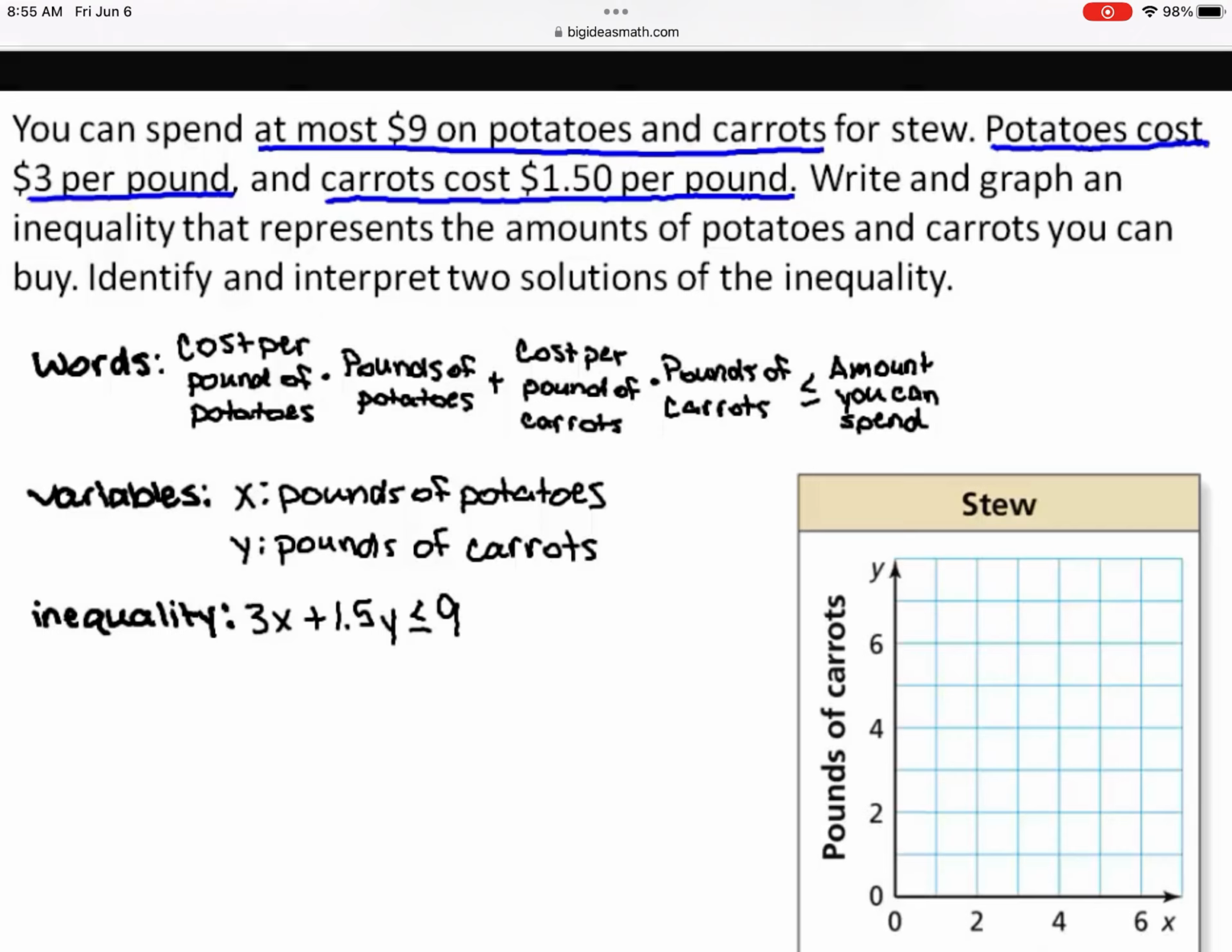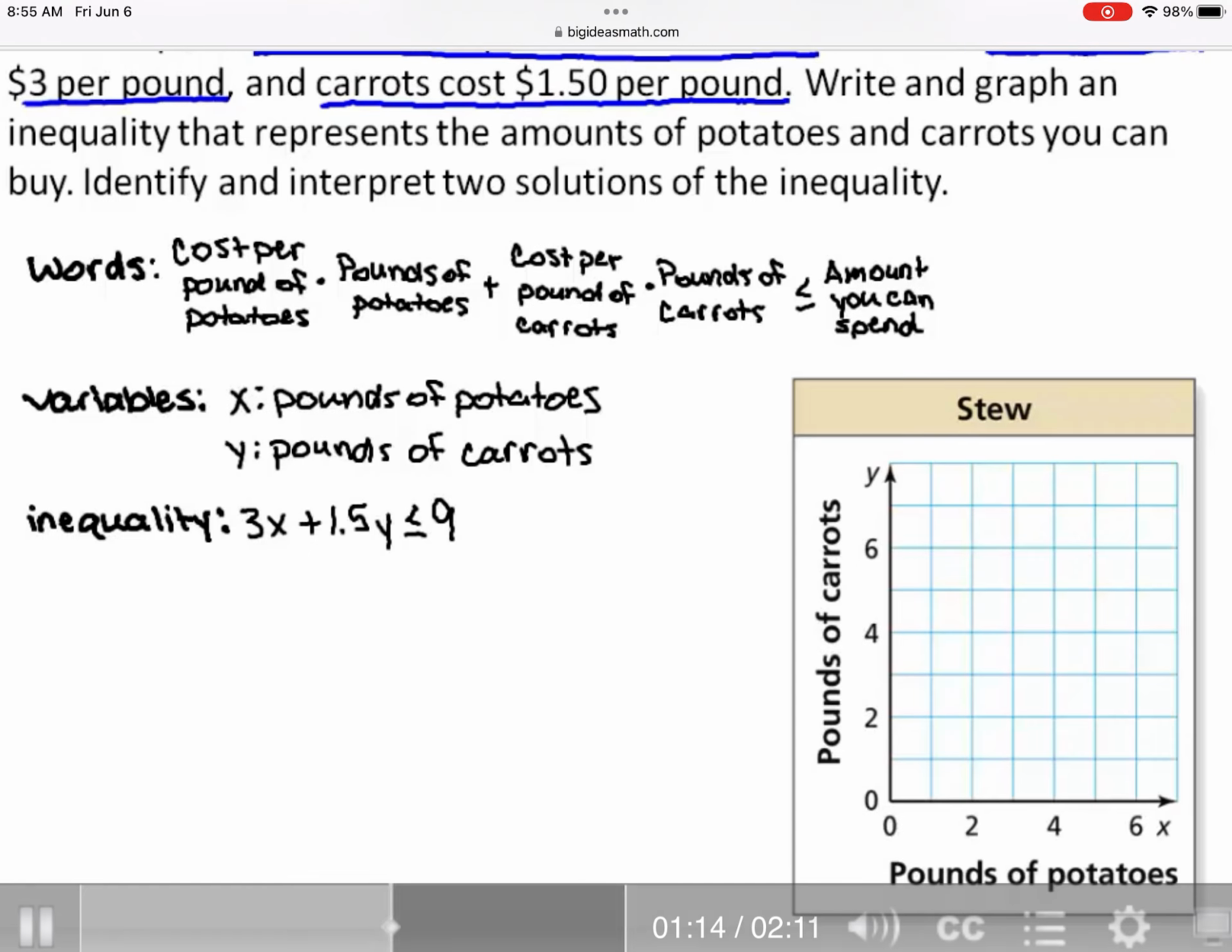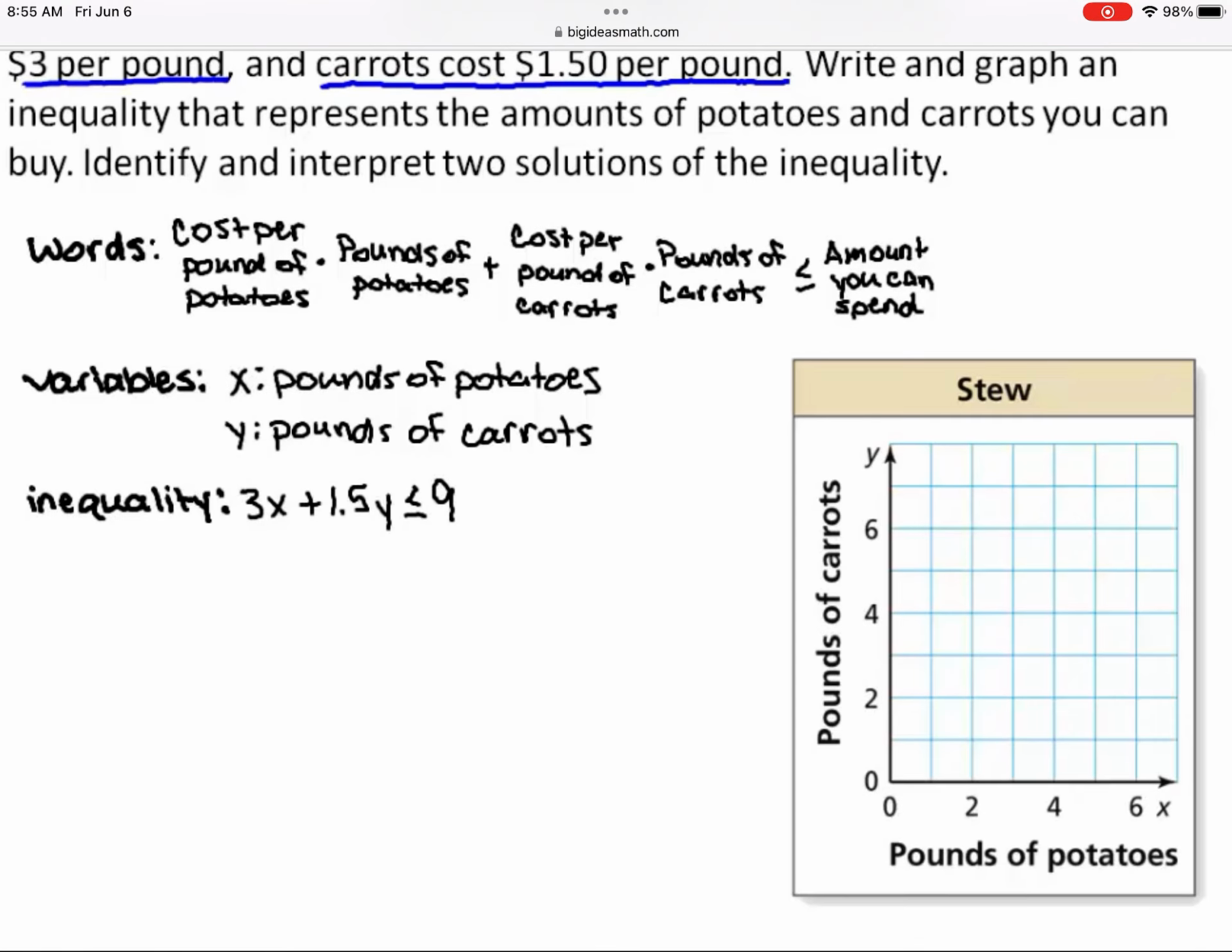Now you want to graph the inequality. Restrict the graph to positive values of x and y because negative values do not make sense in this real-life context. To graph the inequality, you first want to graph the boundary line for the inequality. So graph 3x plus 1.50y equals 9. Use a solid line because the inequality symbol includes equal to.